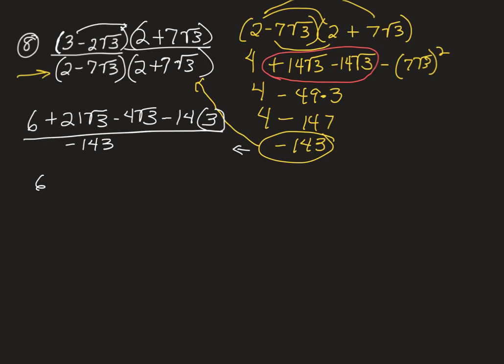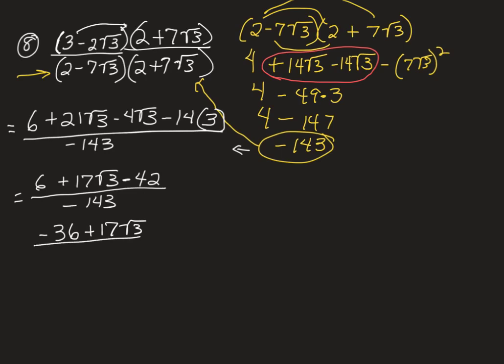So let's do some more work in the numerator. 21 minus 4 is a positive 17 square root of 3. And 3 times 14 will give us 42. And that is a negative 42, because it was negative 14 times 3. And that's over negative 143. Each line is equal to the one previous. And we have 6 minus 42, or negative 36, plus 17 square root of 3 over negative 143.